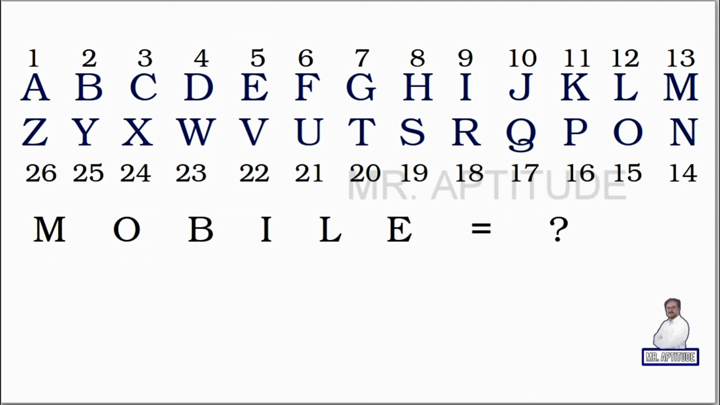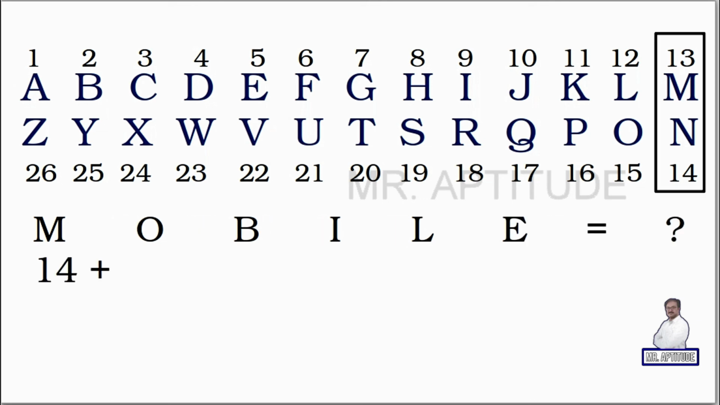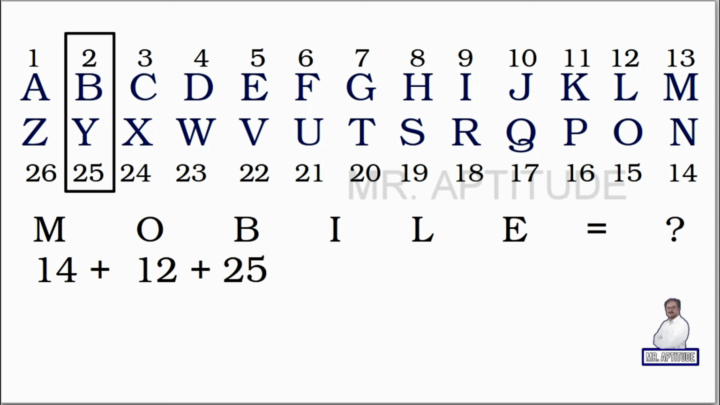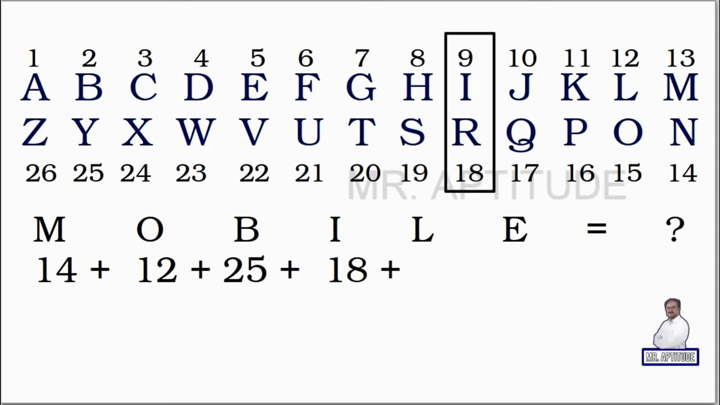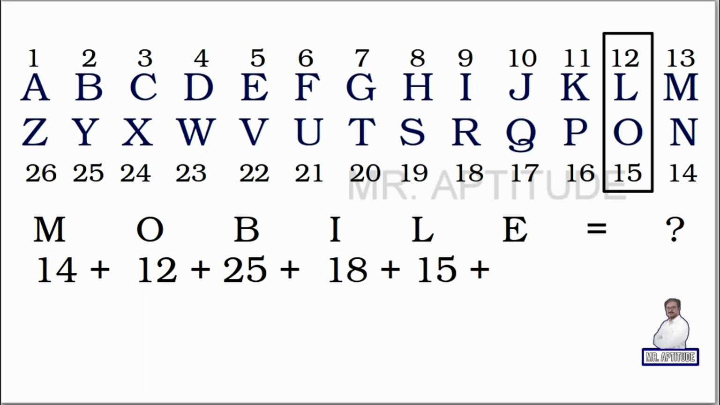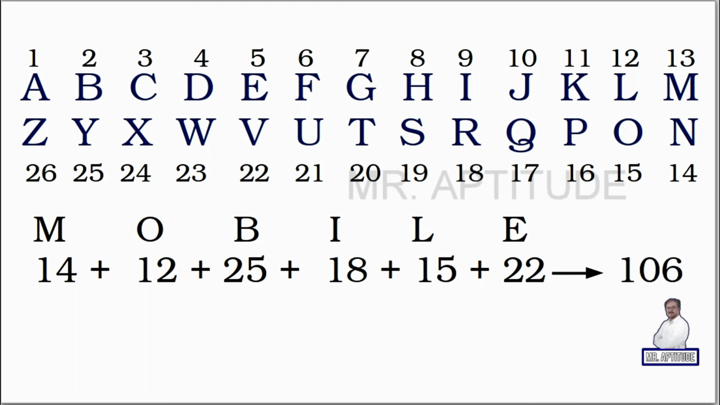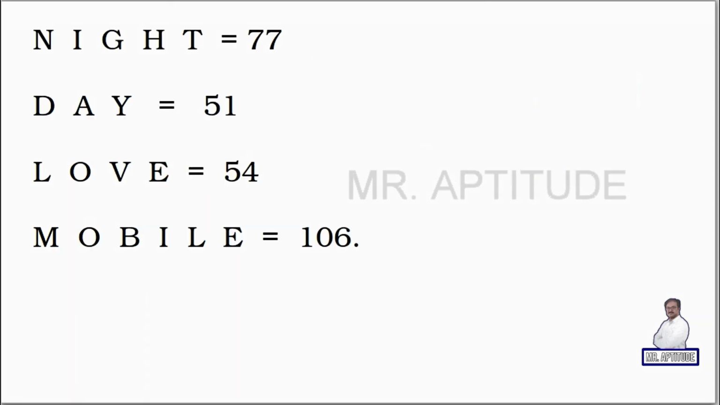Mobile. Let us apply the same logic here. Instead of M, 14. Instead of O, 12. Instead of B, 25. Instead of I, 18. Instead of L, 15. Instead of E, 22. Sum of all these things gives you 106. Next question.